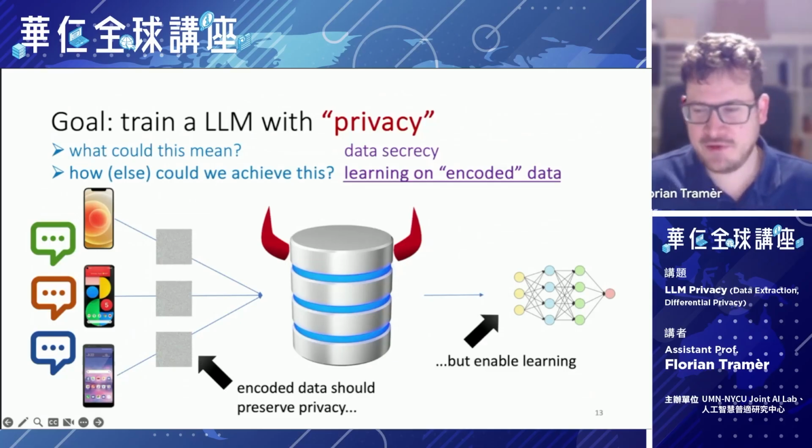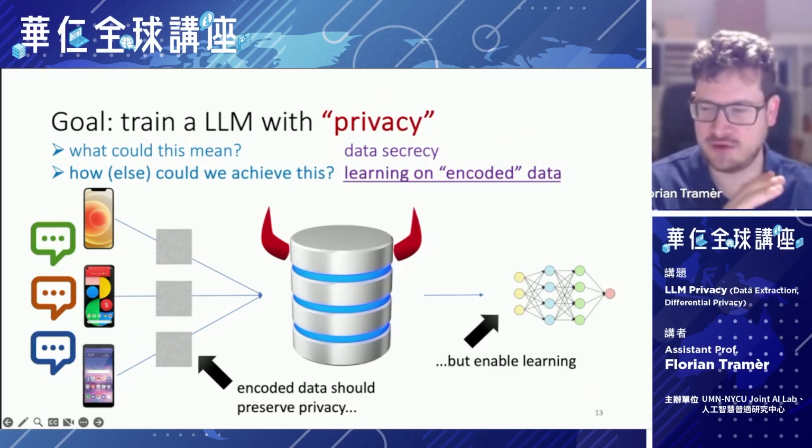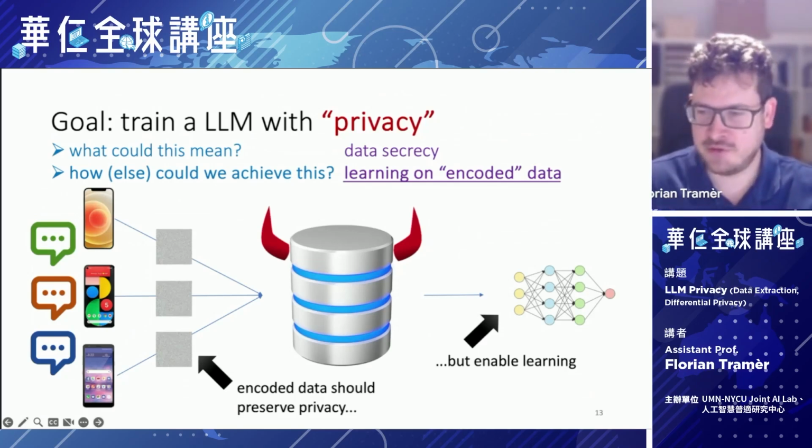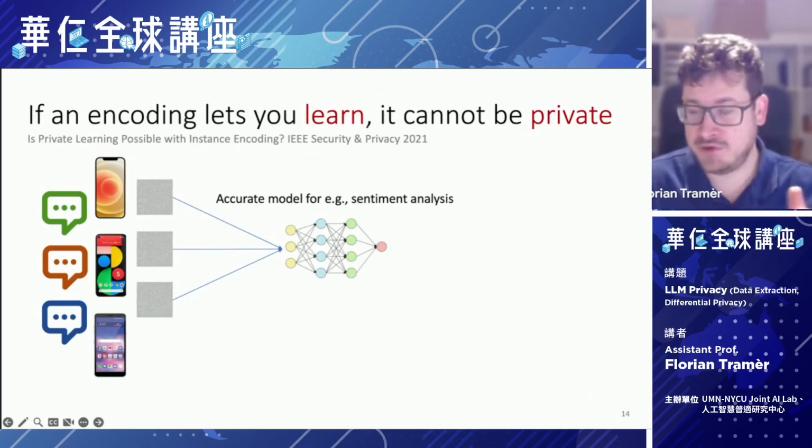And it turns out that these two desiderata, essentially, to be able to preserve privacy on the one hand and to enable learning on the other hand, they're a bit in tension with each other. And we wrote a paper a couple of years ago that formalizes this idea, that essentially shows that if an encoding of data actually lets you learn, then it cannot really be private in a strong sense.